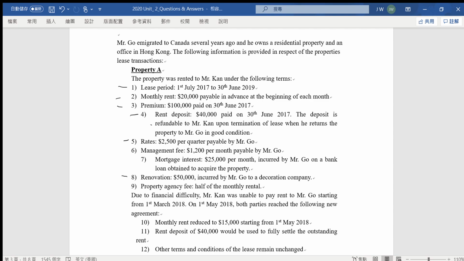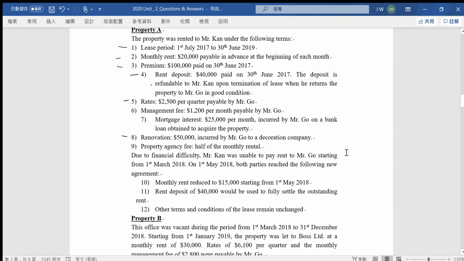Okay, because of that, you will find that the question mentions Mr. Khan, the tenant, is unable to pay the rent to Mr. Goh starting from 1st of March 2018. And also you will find that on 1st of May 2018, both of the parties reached a new agreement. That is, the monthly rent is reduced to 15,000 only, starting from 1st of May 2018. And the rent deposit of $4,000 will be used to fully settle the outstanding rent.